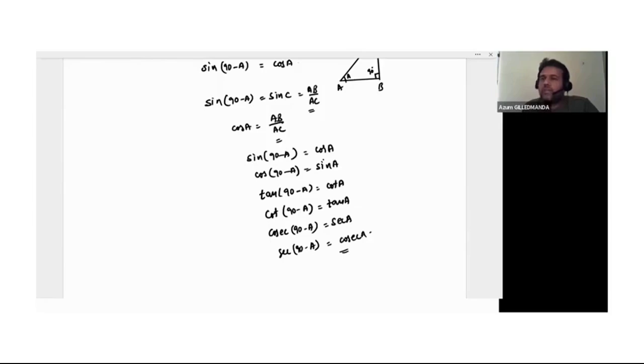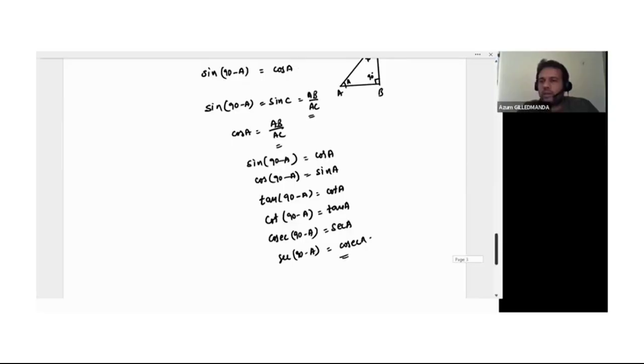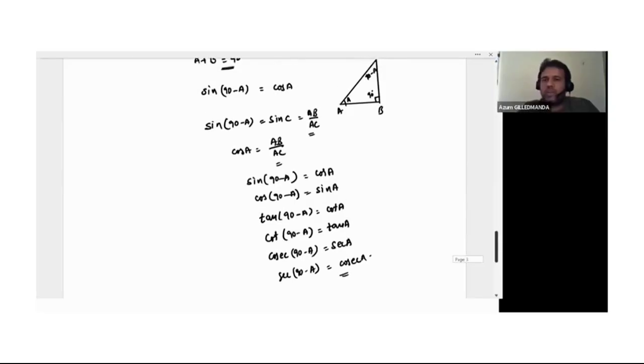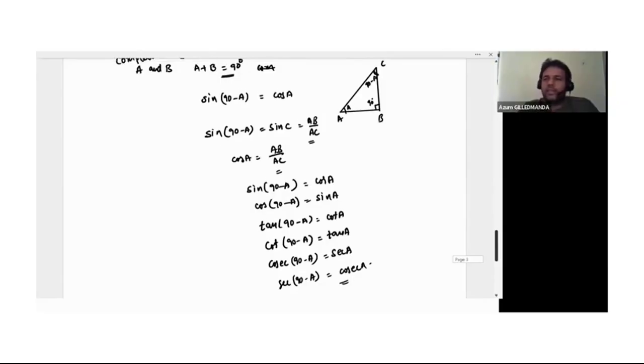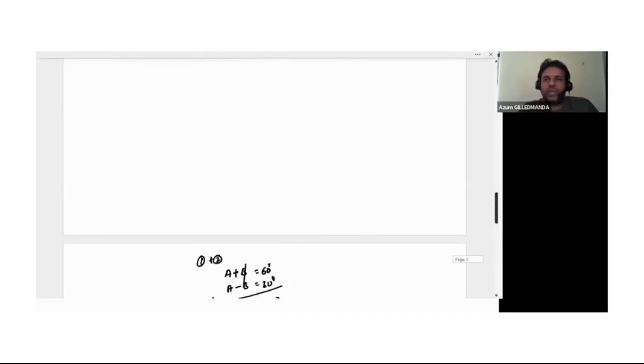Okay. So when we say complementary angles, it is when the sum of the two angles is 90 degrees. We just looked at how we got this in a right angle triangle. So sine of 90 minus A is equal to cos A, and cos 90 minus A is sin A. Similarly, tan and cot, and similarly cosecant and secant. So these are the trigonometric ratios for complementary angles.